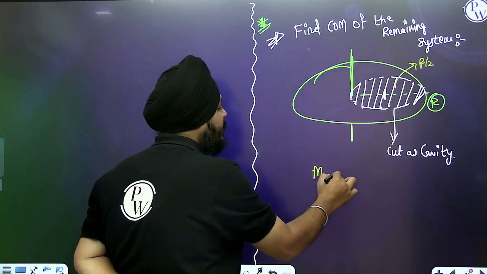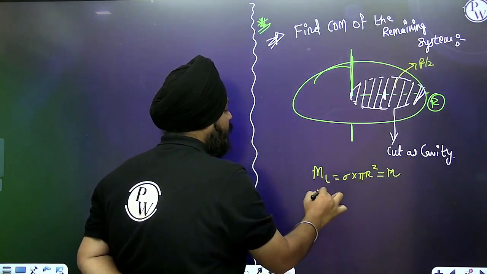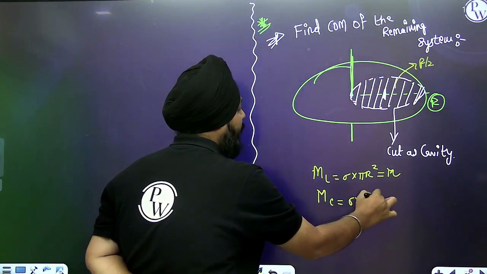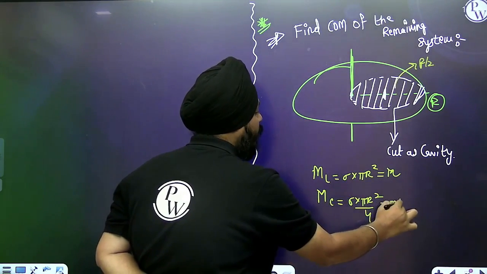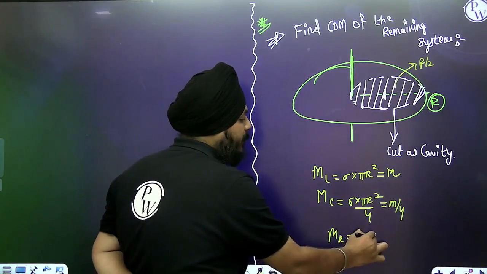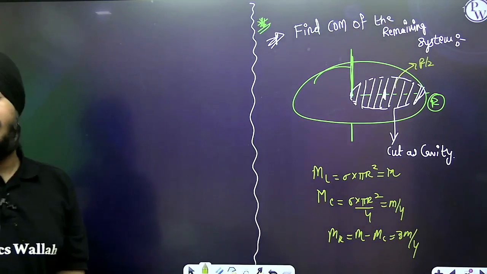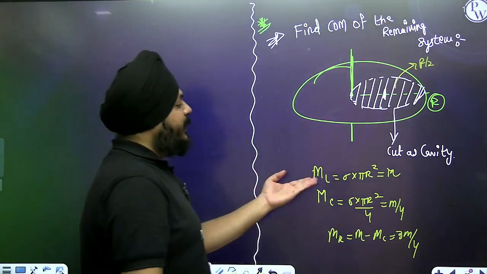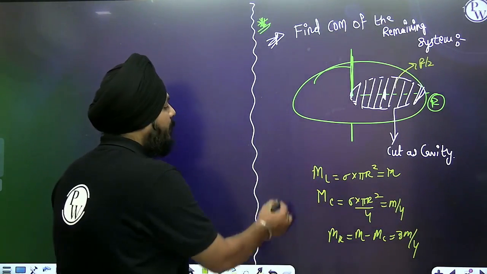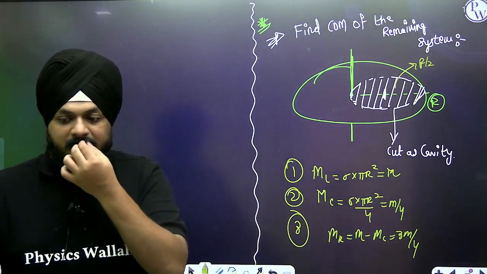Mass of the larger disk is equal to sigma into pi r square, which is equal to M. Mass of the smaller disk, you can say mass of cavity, is sigma into pi r square by 4, which is equal to M by 4. What is the mass of the remaining system? Mass of total system minus mass of cavity, 3M by 4. On the basis of this density, sigma, mass per unit area, we calculated the mass of the whole disk, mass of cavity, and mass of remaining system.